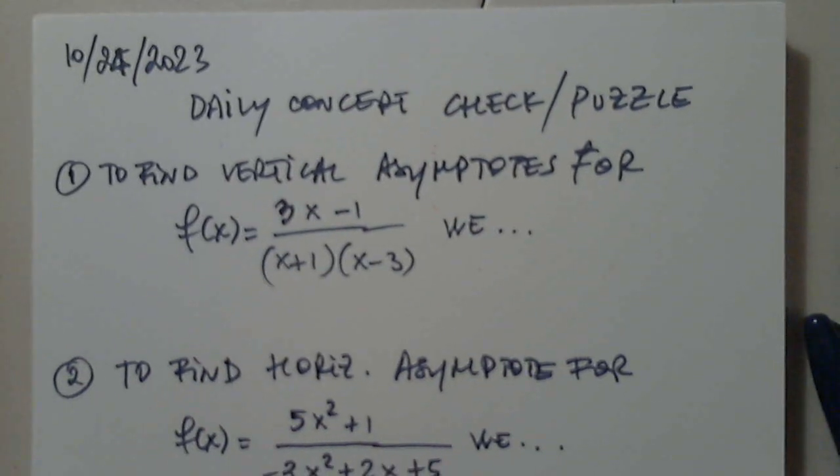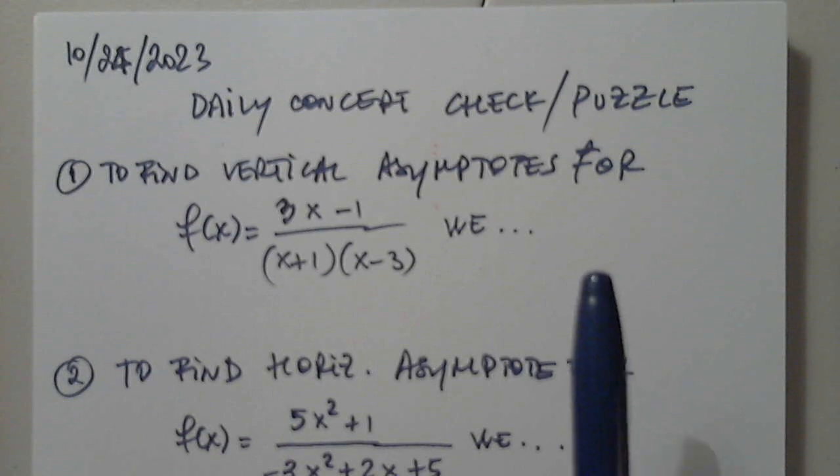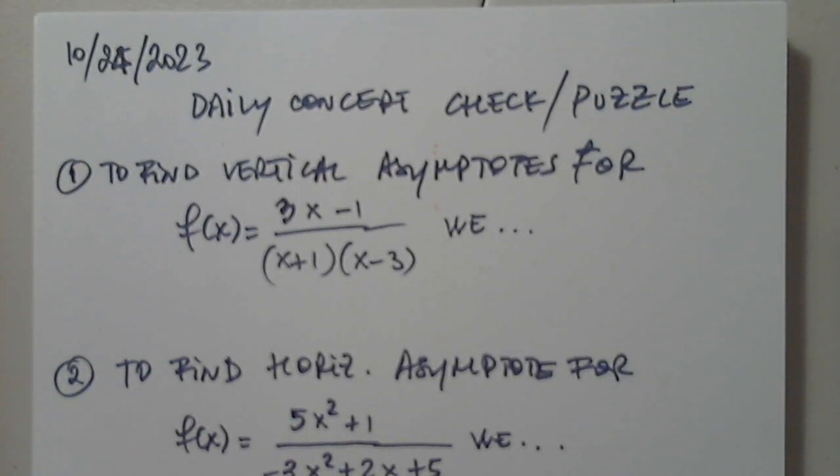Anything you want me to work on. To find vertical asymptotes for a function, we do this and that and determine this and determine that. What?